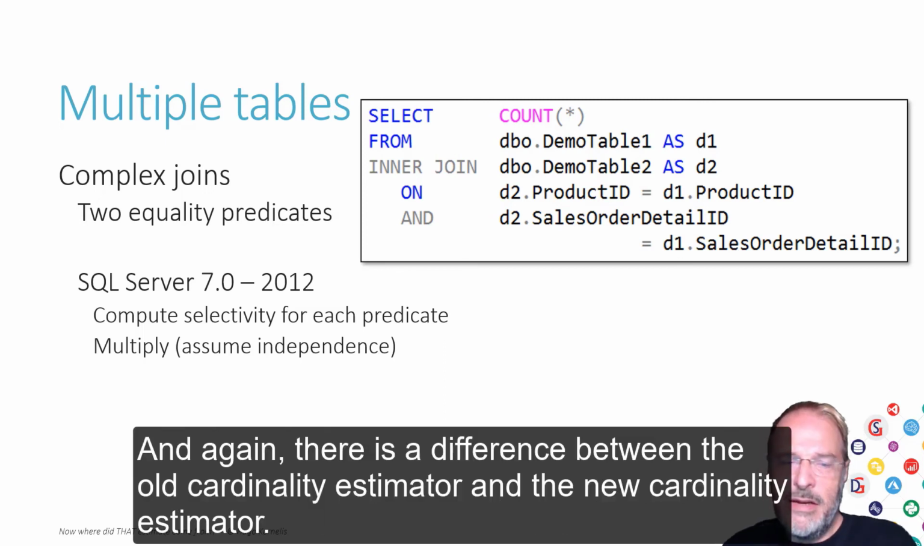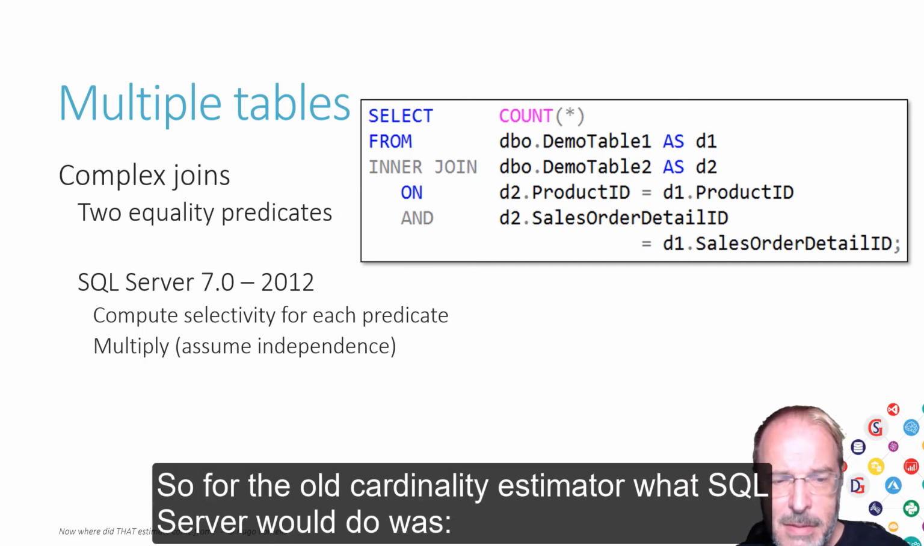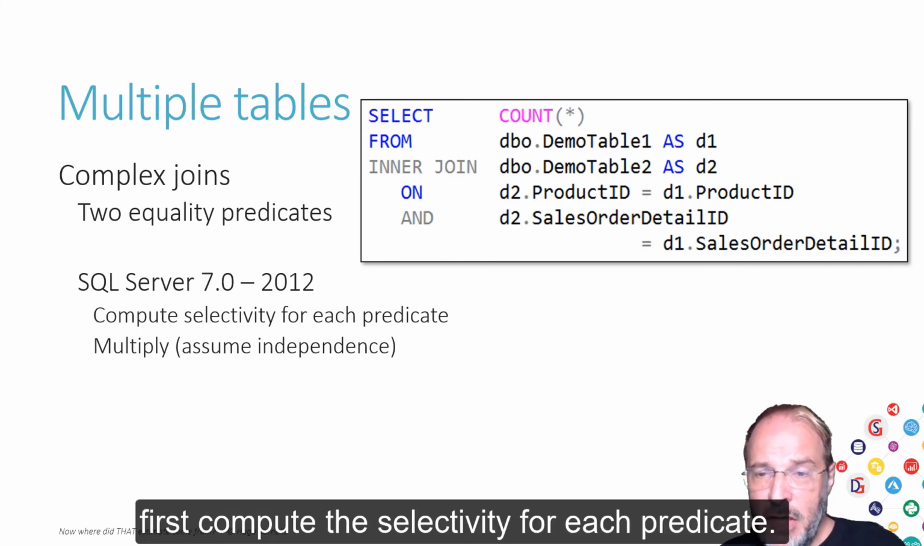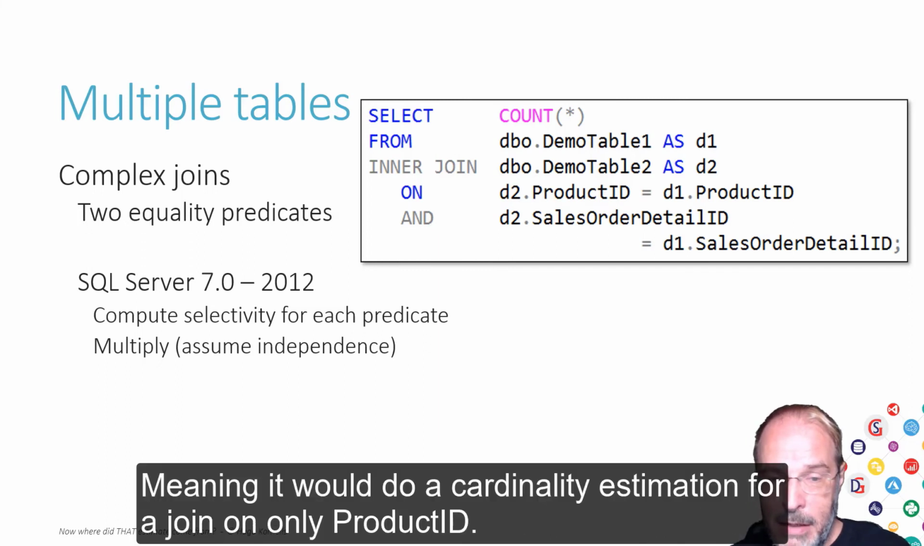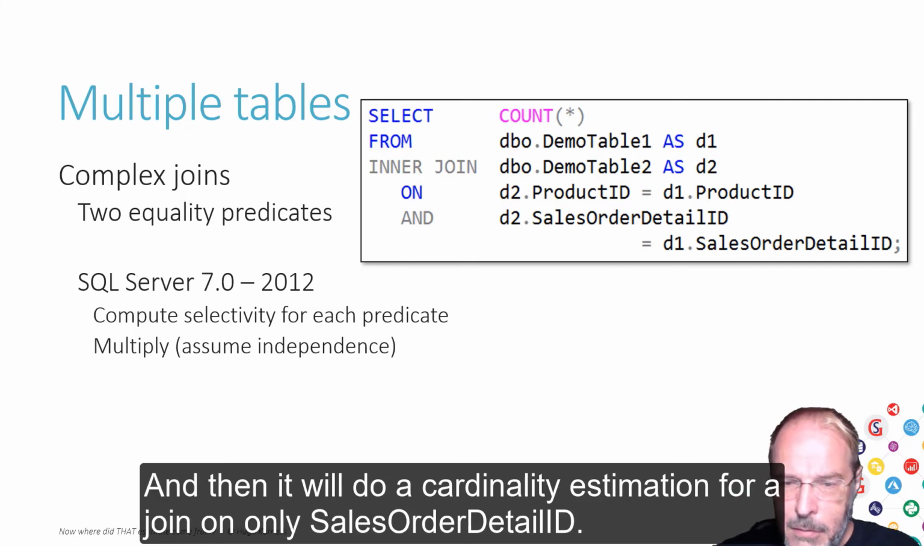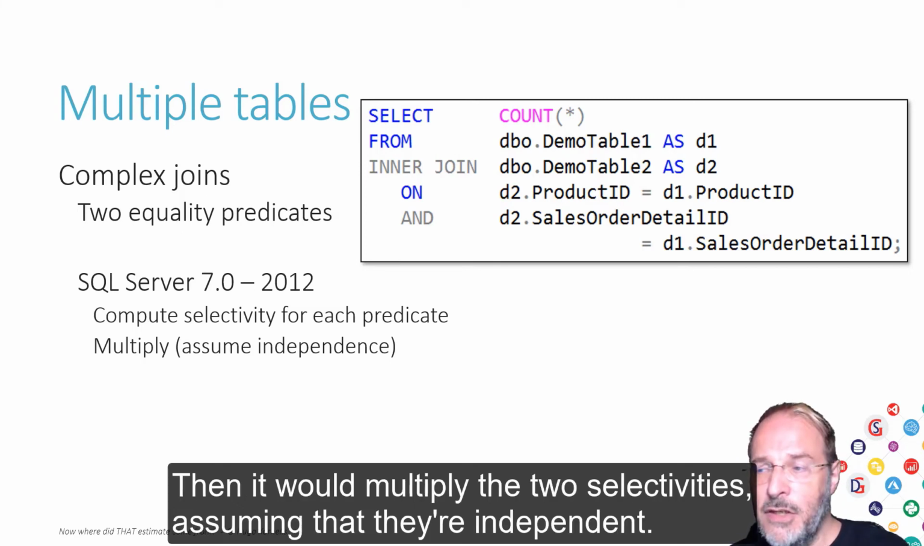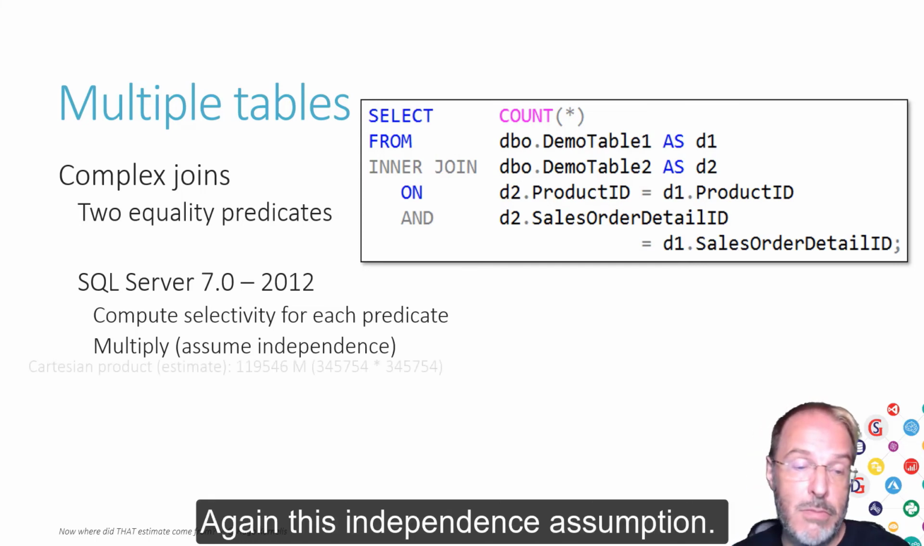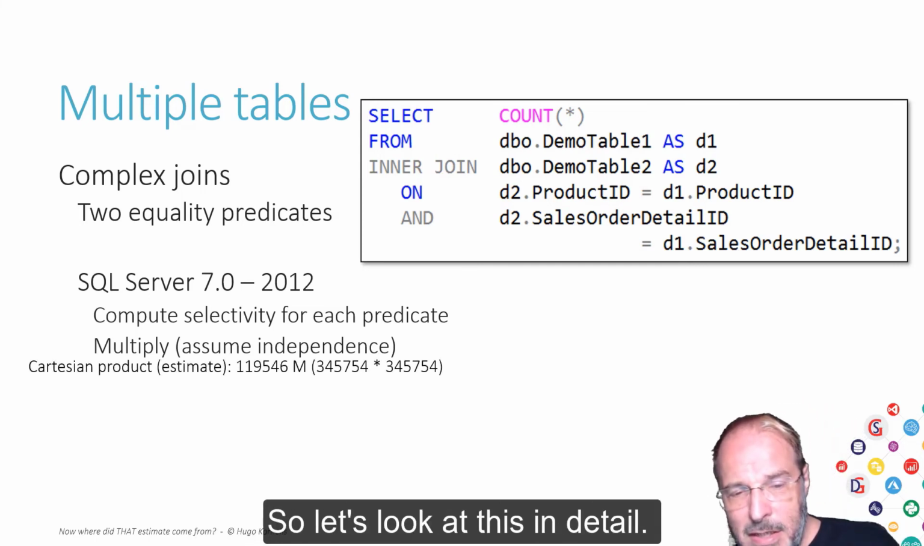And again, there's a difference between the old cardinality estimator and the new cardinality estimator. For the old cardinality estimator, what SQL Server would do was first compute the selectivity for each predicate. Meaning it would do a cardinality estimation for a join on only product ID. And then it would do a cardinality estimation for a join on only sales order ID, detail ID. Then it would multiply the two selectivities, assuming that they're independent. Again, this independence assumption. So let's look at this in detail.